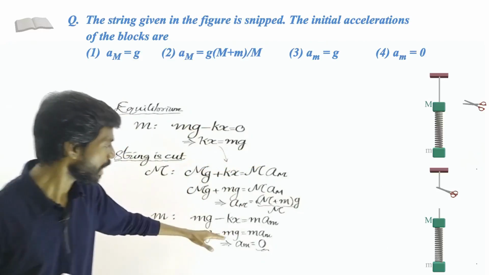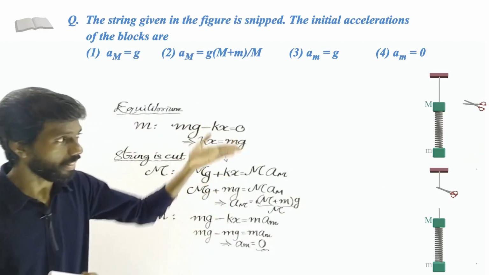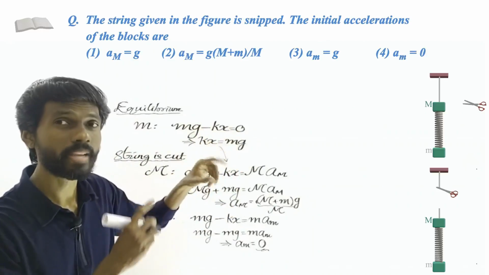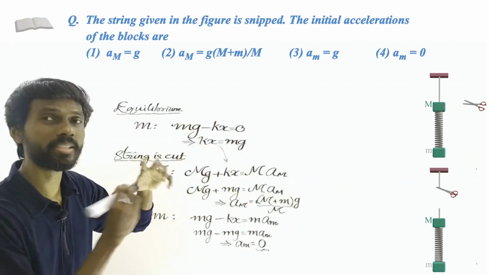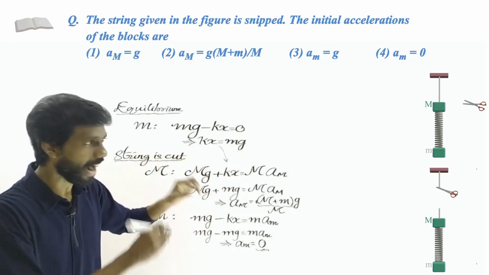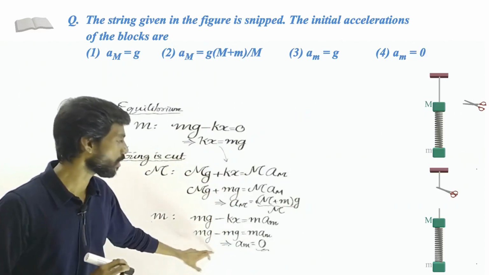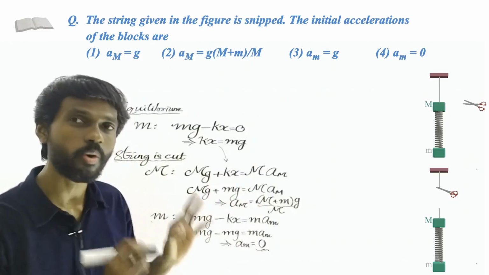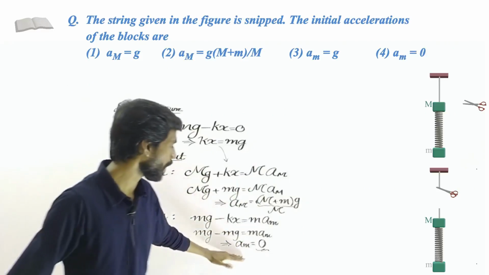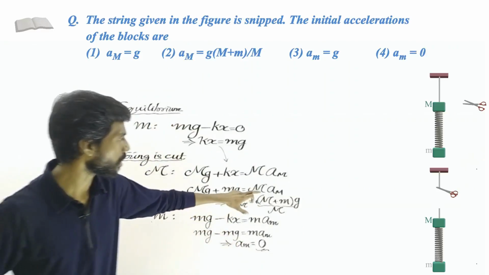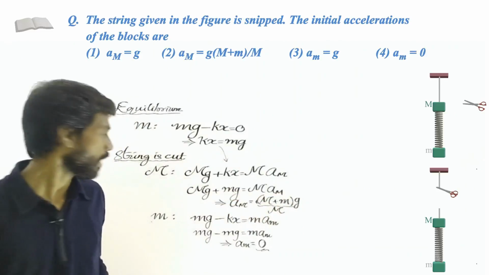You understand, because these two forces balance each other. The upward spring force and the downward gravitational force balance each other initially. At that particular moment the acceleration of the lower block is 0. All right, so that is the answer. The lower block has acceleration 0, the upper block has acceleration (M plus m)g divided by M. So that is the answer.